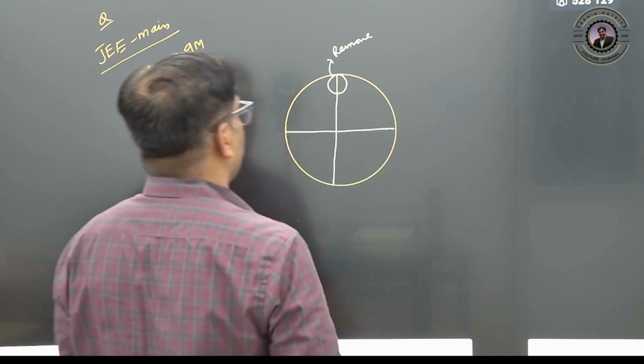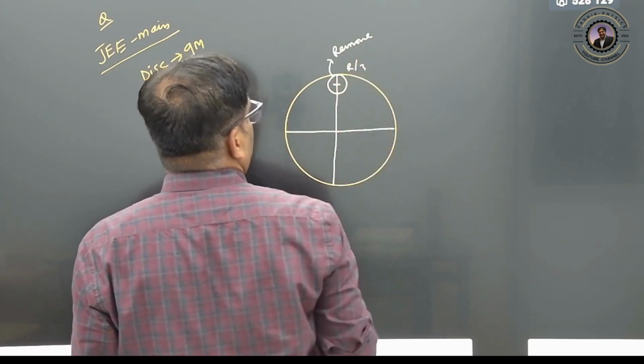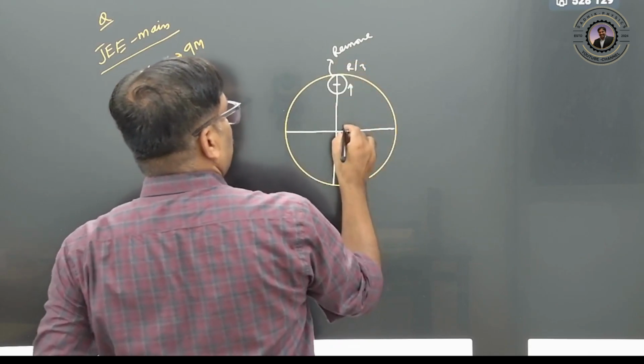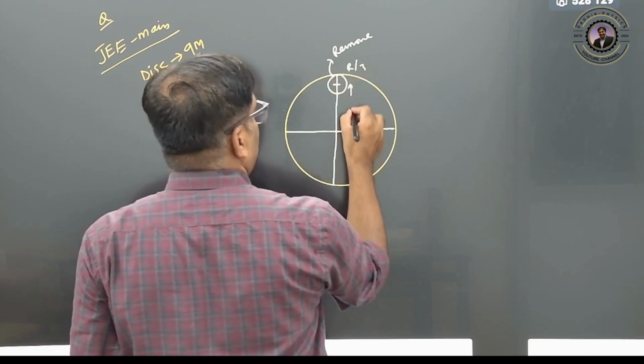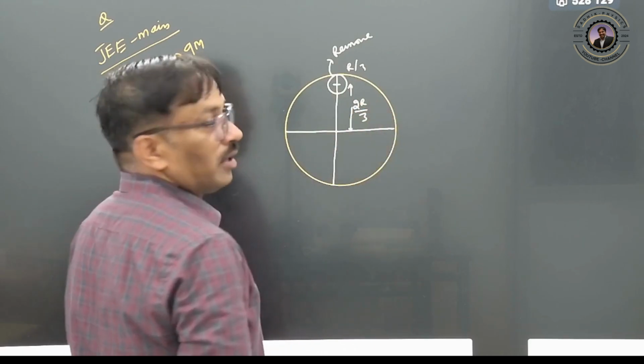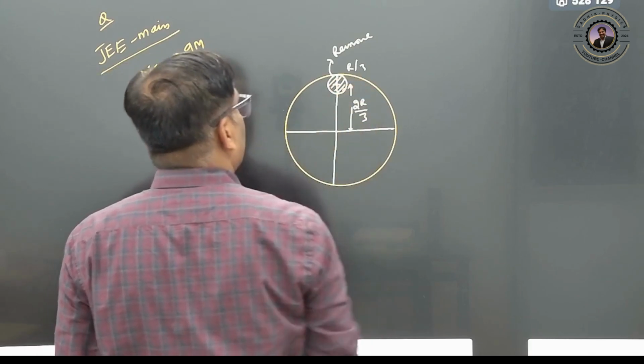So what is the radius of this one? The removed part's radius is r by 3. So what is the remaining radius? The total is r, so r minus r by 3, that is 2r by 3. This is the part we are cutting.